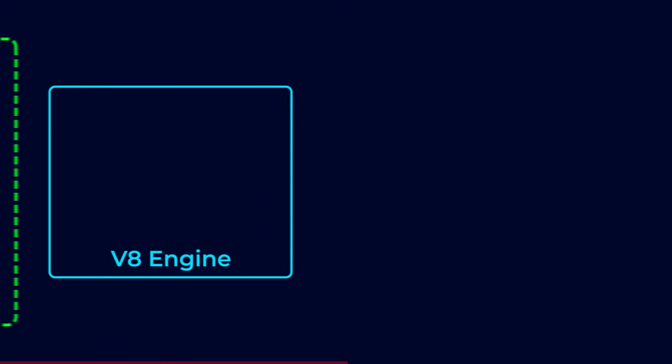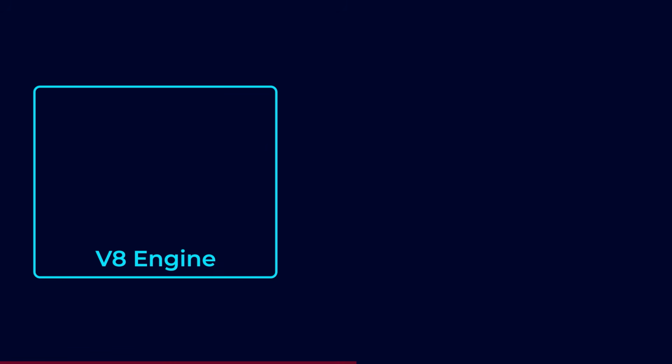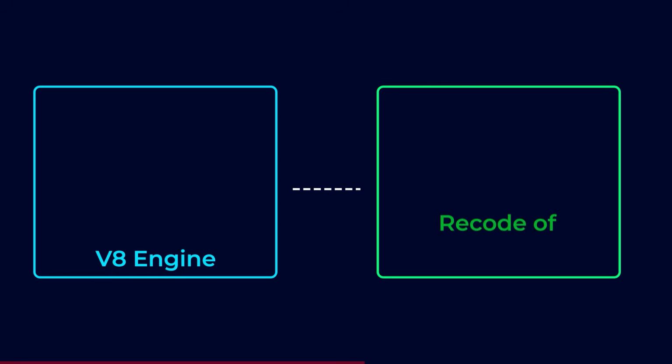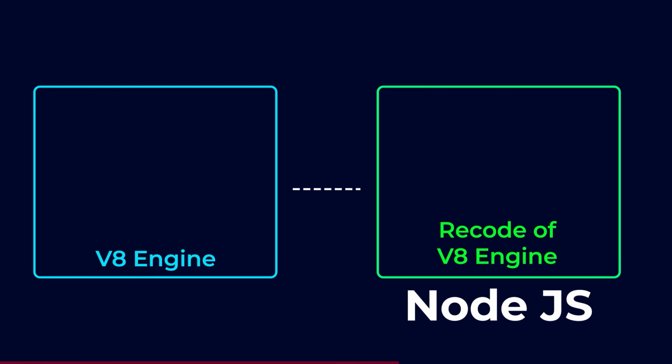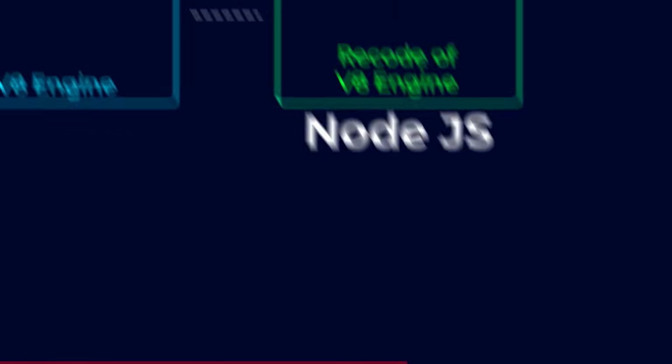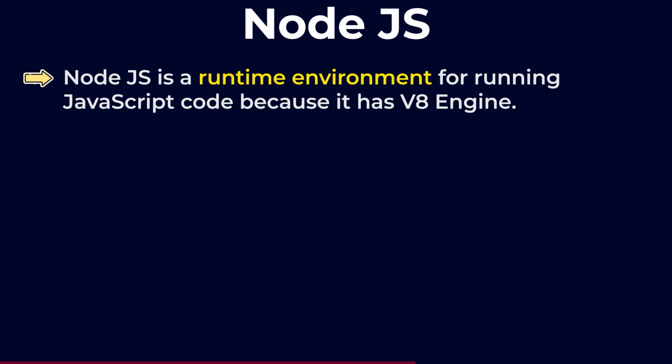So he takes the V8 engine, which is the fastest JS engine, and recodes that engine in C++ code, which can run JavaScript code on our machine, and calls that software Node.js. And that's how Node.js was invented. So Node.js is a runtime environment for running JavaScript code because it has the V8 JavaScript engine.